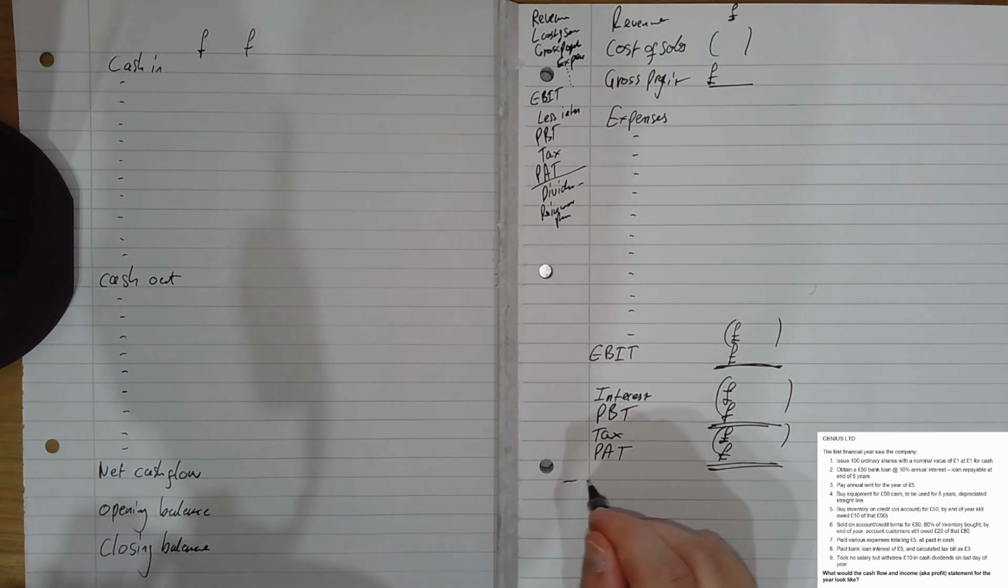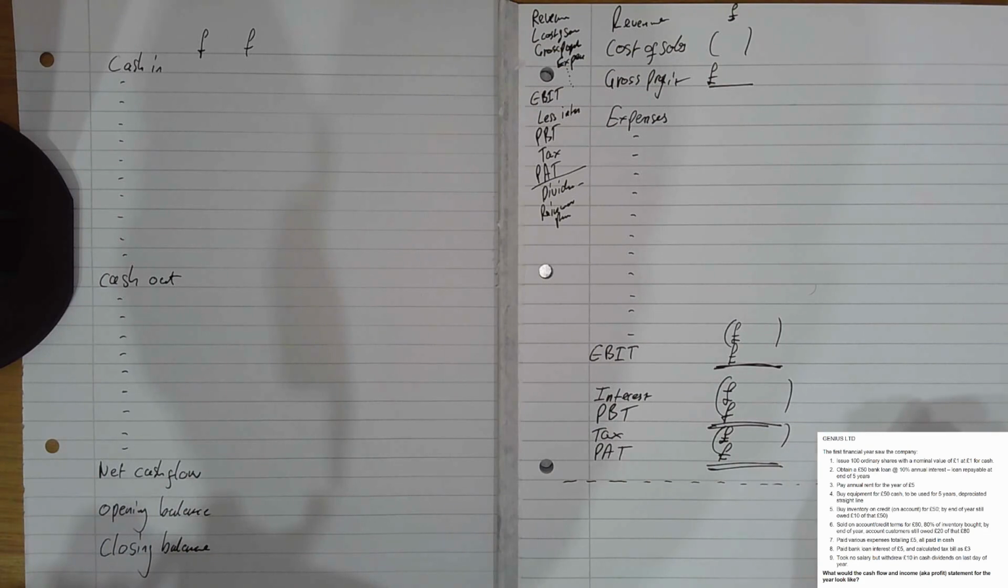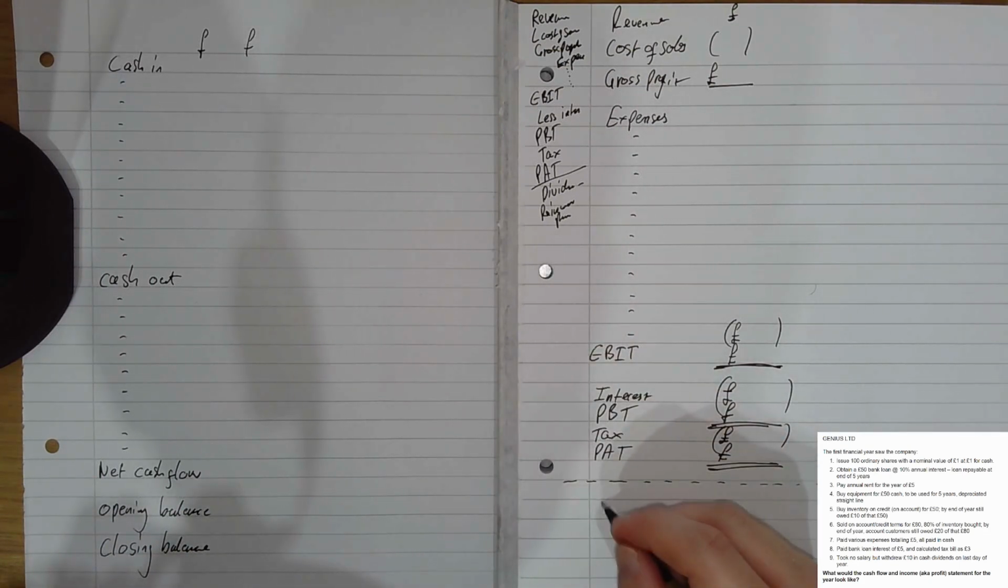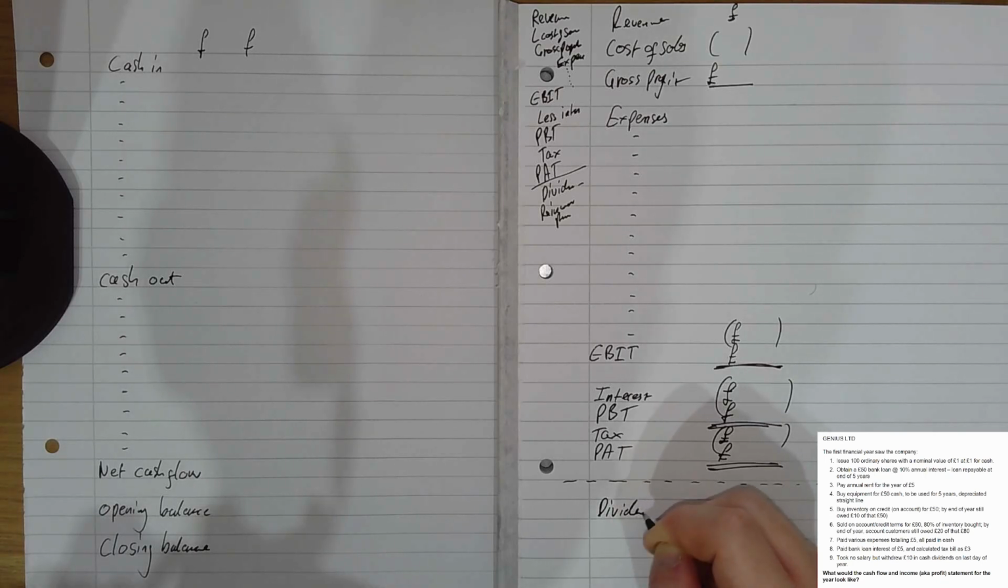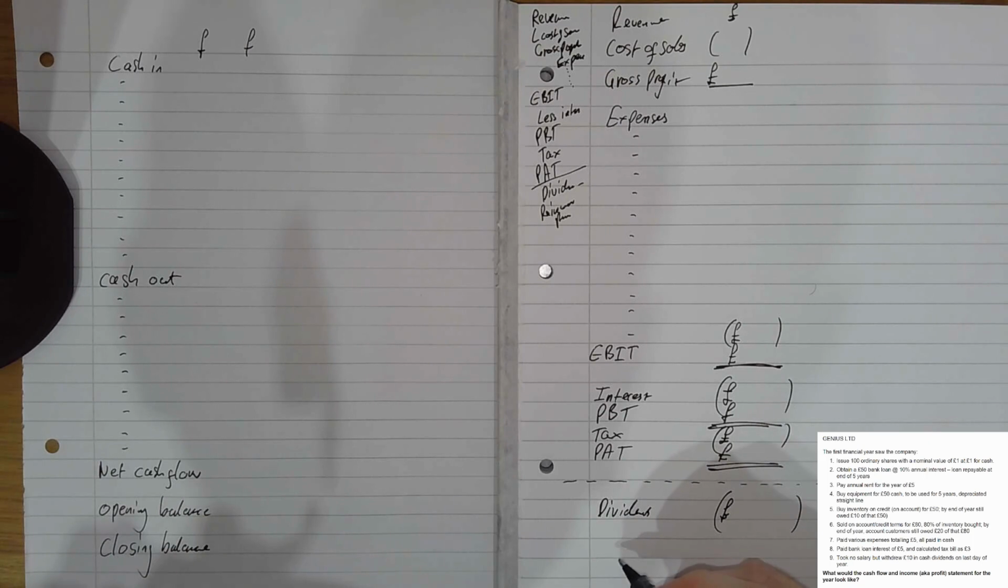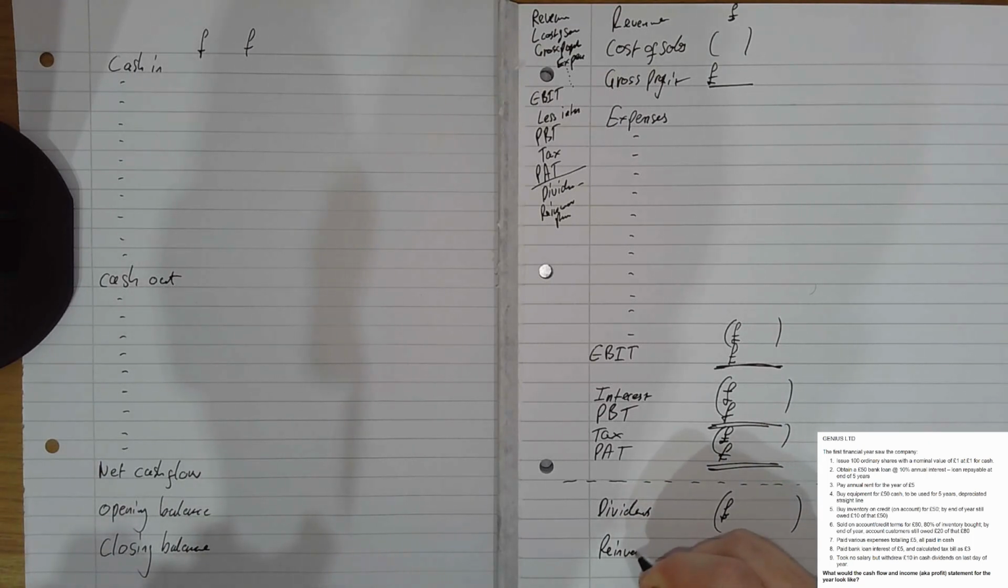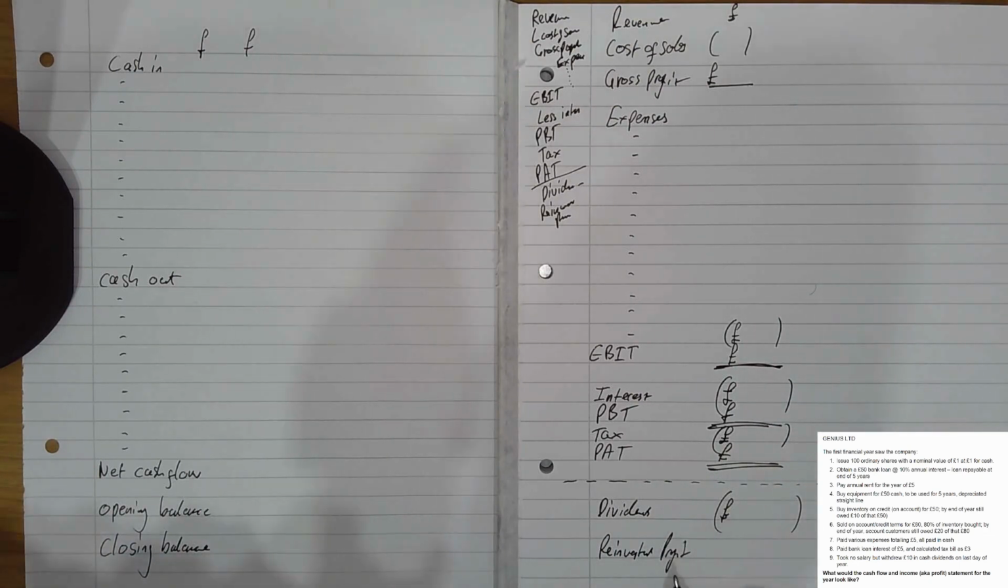And then, this really could go on another statement, but strictly speaking, it could go on this one. Then if we have any dividends, we're going to put that over here. Less dividends, and that's going to give me my reinvested profit. And that will actually ultimately end up going on the balance sheet in the equity position, because that will add to the equity of the company.